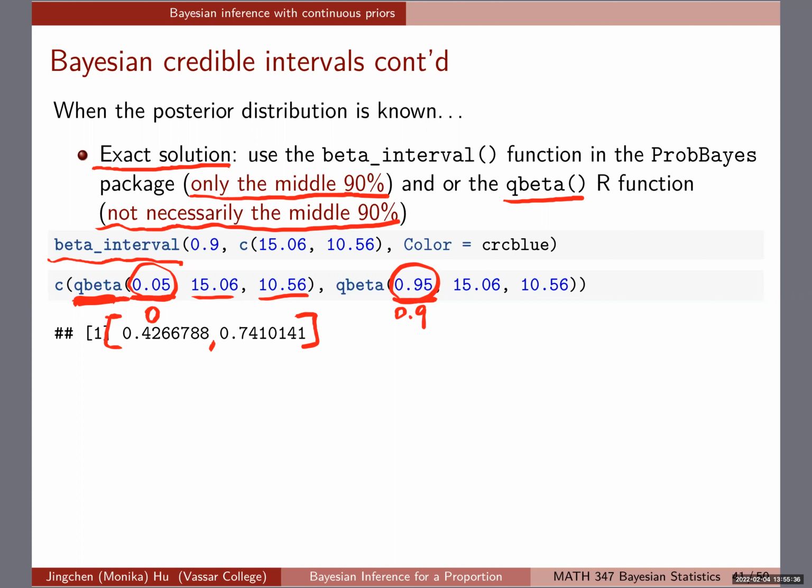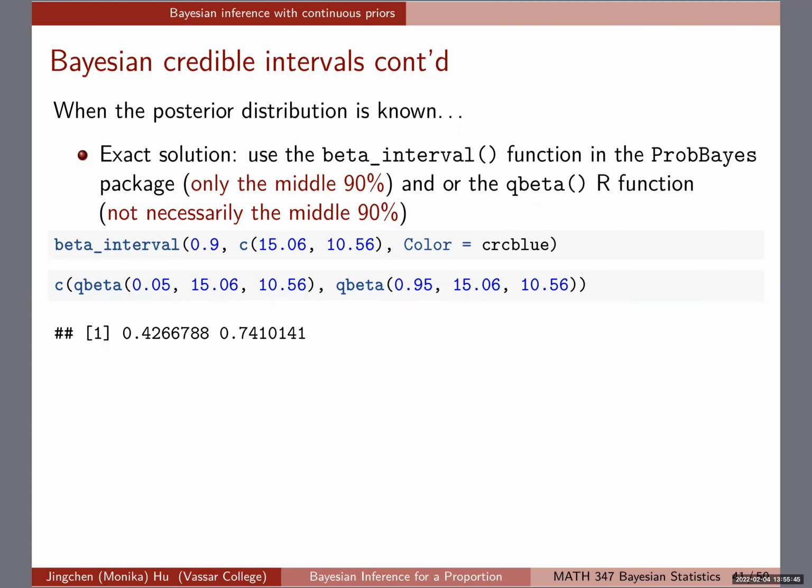Usually people, I think, just report the middle ones because it's kind of symmetric and makes most sense. But who knows in what situation you might not want to exactly return the middle one, but slightly different. In that case, you should be using the Q beta function instead of the beta interval, because the beta interval can only give you the middle ones.